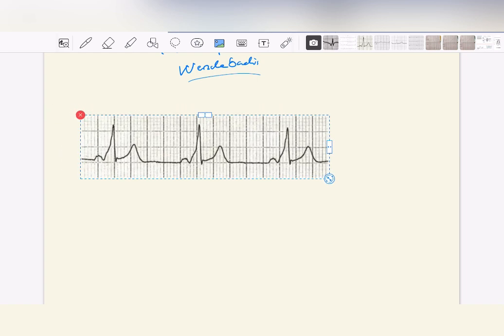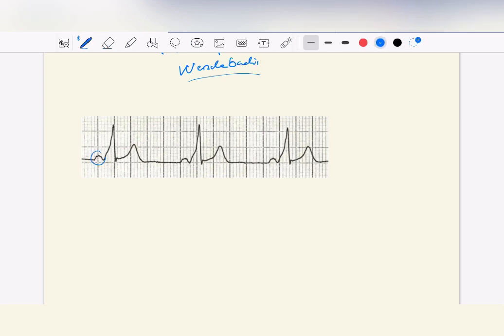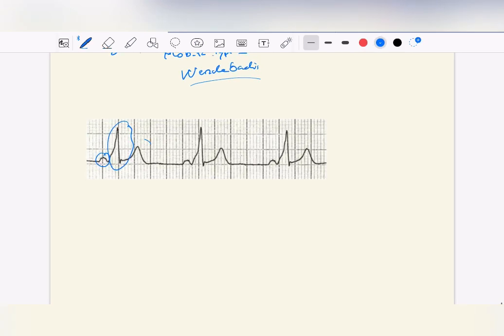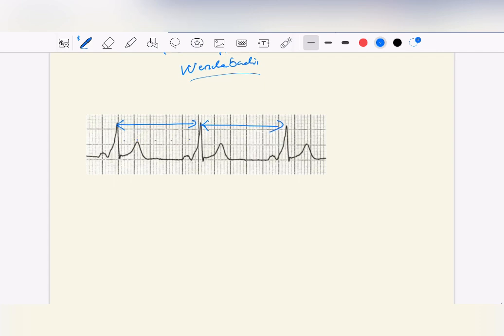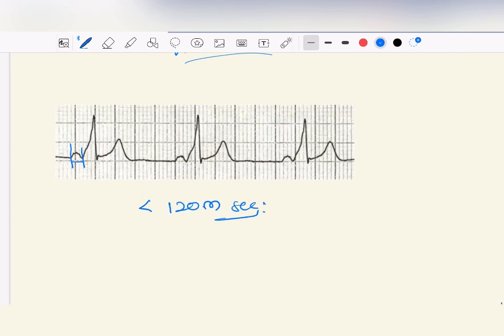First, we see there are P waves, there are QRS complexes which look broad, and there are T waves which look normal. And see the rhythm. It is regular, 1 2 3 4 5, 1 2 3 4 5. So the rhythm is almost regular and this looks like sinus rhythm. But here, see this PR interval from the onset of P wave to the onset of Q is less than 3 small squares, that is less than 120 milliseconds. So here we have a short PR interval.